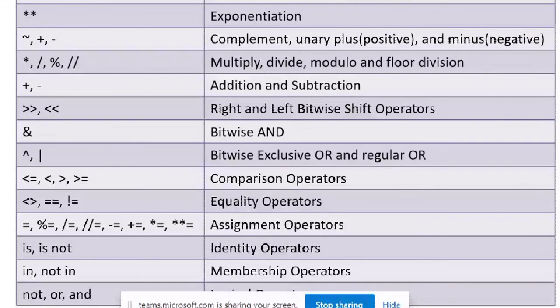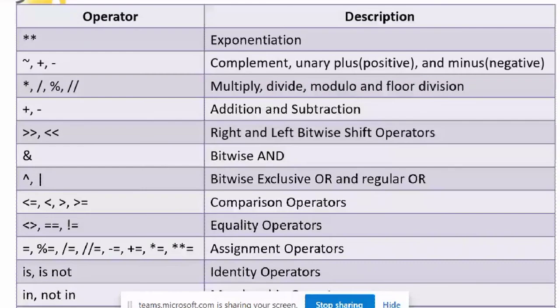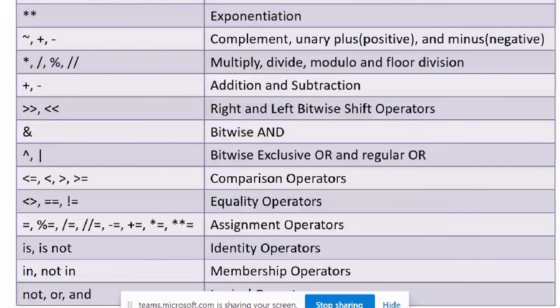Next we have the membership operators, in and not in. And finally the logical operators. What are those logical operators? not, and, or. You can read them from anywhere, online or elsewhere, but there are not many operators here, so you can easily remember this. What is the one with the highest priority? Exponentiation, right? And which operators have the lowest priority?